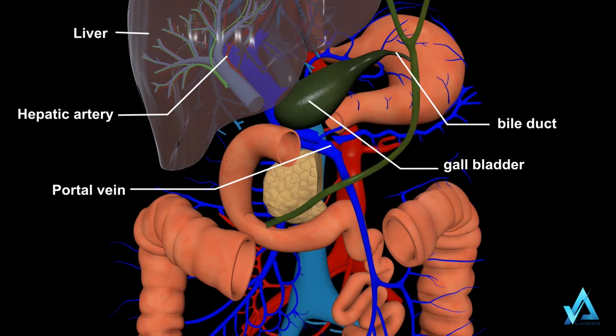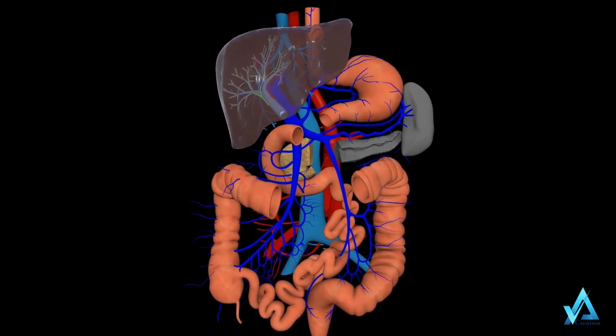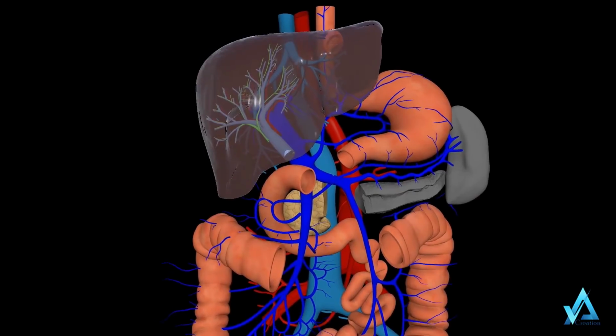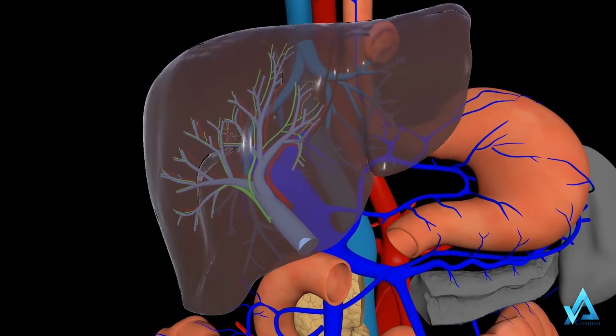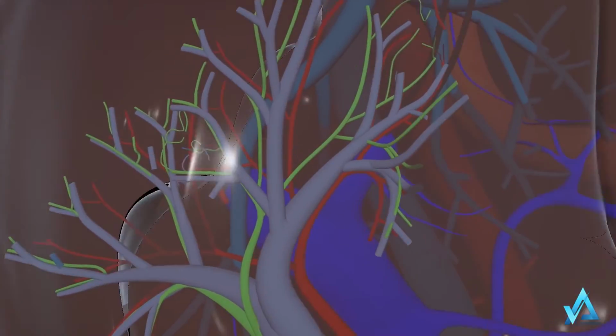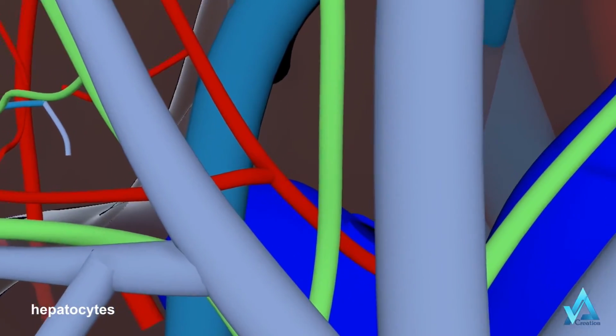The liver is unique among the abdominal organs in having a dual blood supply, the hepatic artery and the portal vein. Terminal branches of these join to form common capillary beds, thus a mixture of venous and arterial blood bathes the liver cells. The liver cells are also known as hepatocytes.